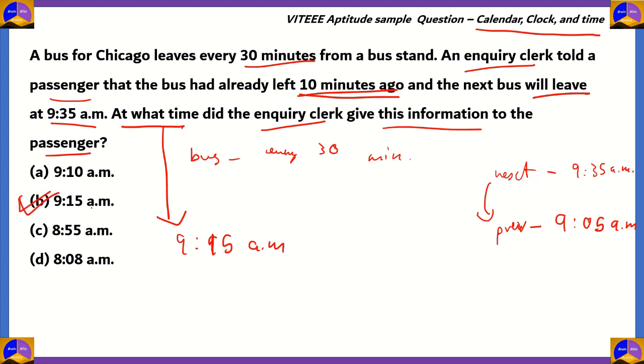So option B, 9:15 a.m. is the correct option. Option A is incorrect because it means that the previous bus left at 9, and the next bus will leave at 9:30, which is incorrect. 8:55 means that the bus left at 8:45, and the next bus will be at 9:15, which is incorrect. 8:08 meant that the bus left at 7:58, and the next bus will leave at 8:28, which is again incorrect according to the question's values. So therefore, the correct option among the following is option B, 9:15 a.m.